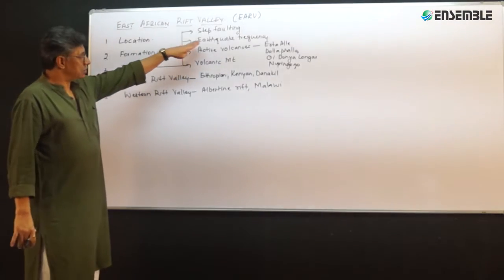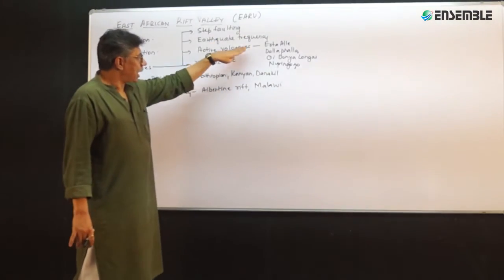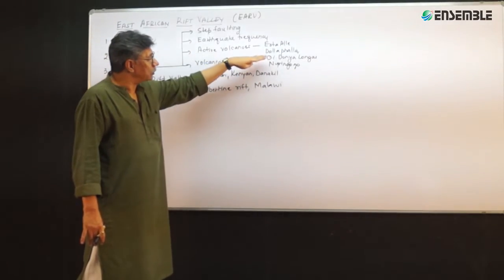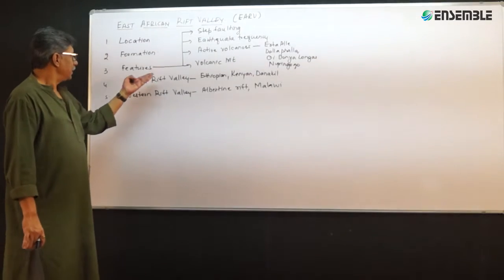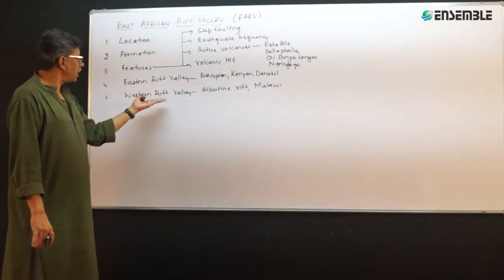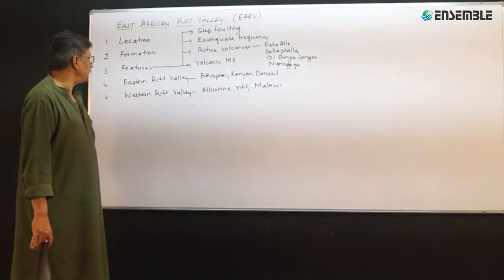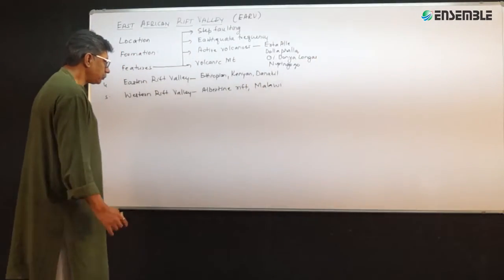What are its features? We have talked about features like step faulting, earthquake frequency, and active volcanoes, and these are Ertale, Dallapilla, Oidunya, Longai, Nirongogo, volcanic mountains, and then the two features, that is the East African Rift Valley and the Western Rift Valley, two of them, beginning with its location.